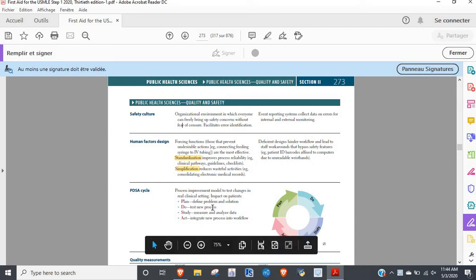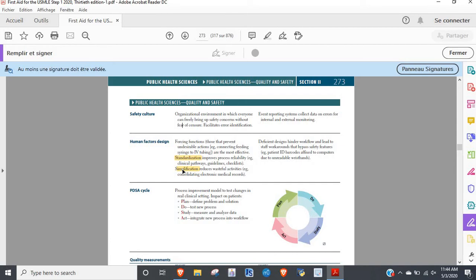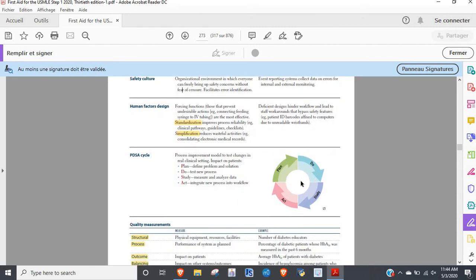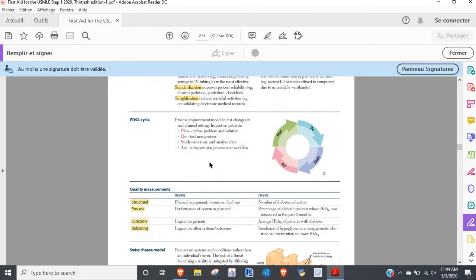and other things. And you'll have to understand what standardization is based on that, and what simplification is based on those answers. They're not going to say simplification is. They're going to give you an example of something, and then they're not going to say it's an example of simplification. They're going to give you the definition of simplification, and you're going to have to choose that. Okay. Plan, do, study, act, whatever.